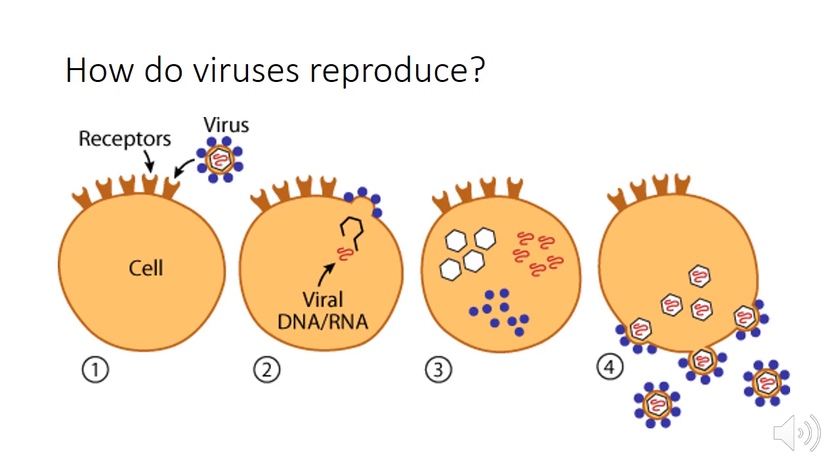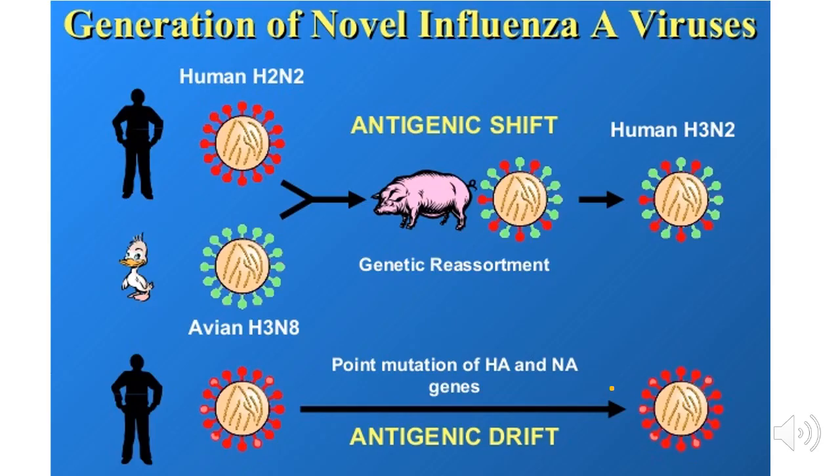Your new virus particles can either cause the cell to burst and release them, so that's cell lysis, or they can bud from the cell surface. The viruses can cause pathogenic effects by cell lysis, by producing toxic substances, by suppressing the immune system, and some viruses even integrate into the host chromosomes and trigger cells to become cancerous.